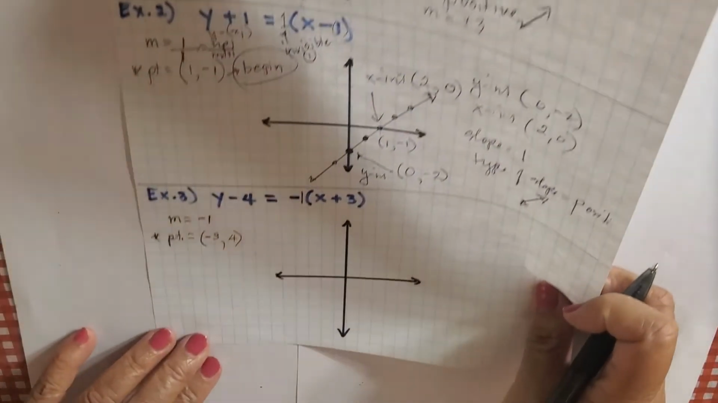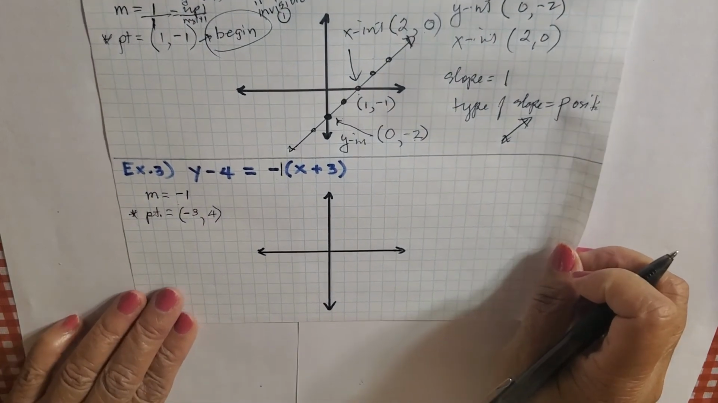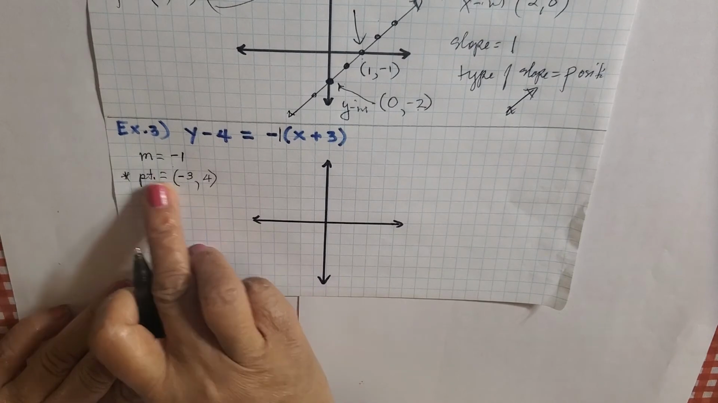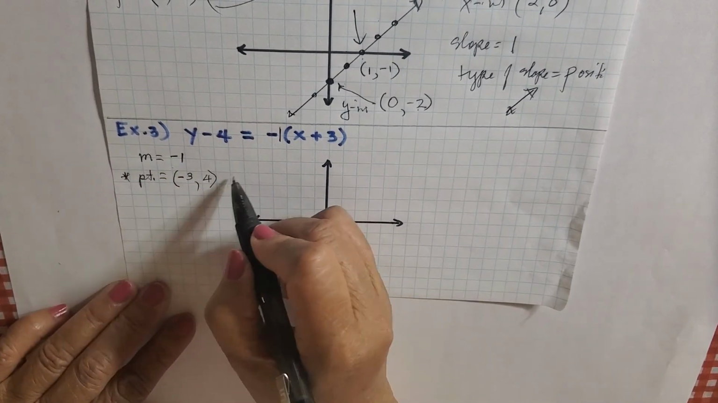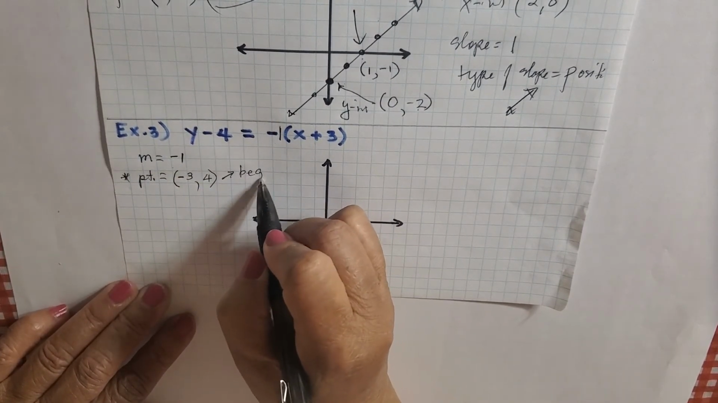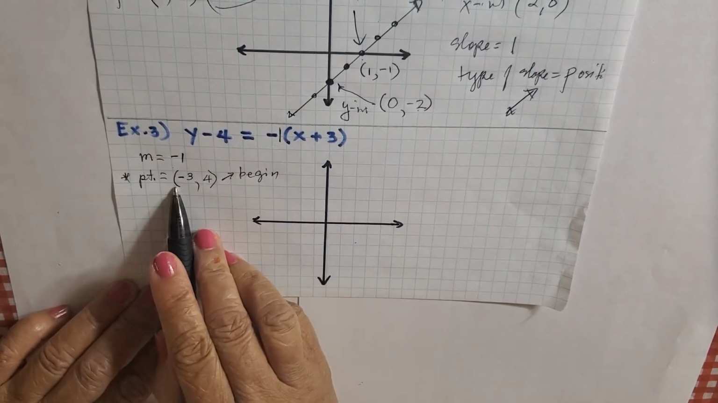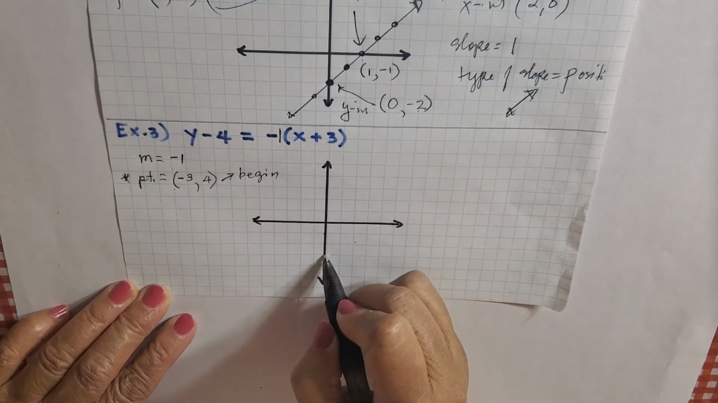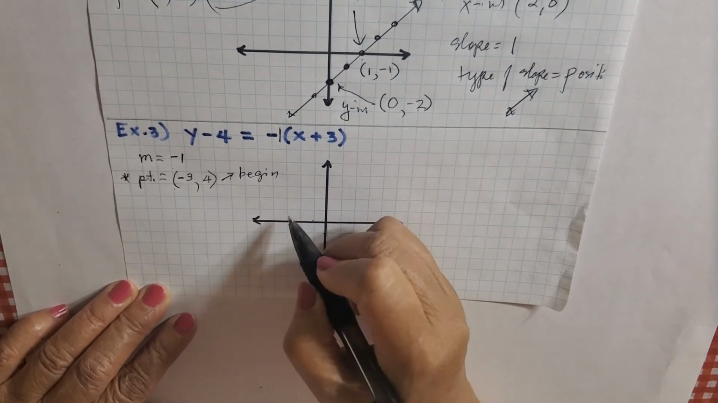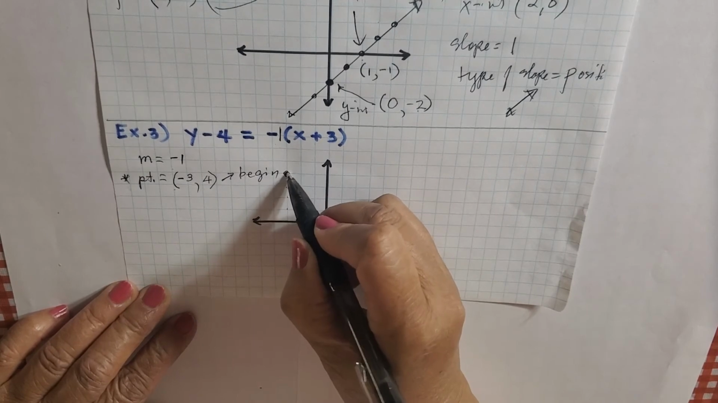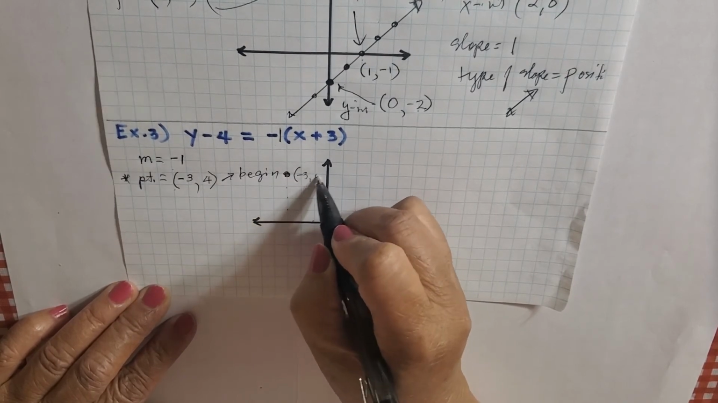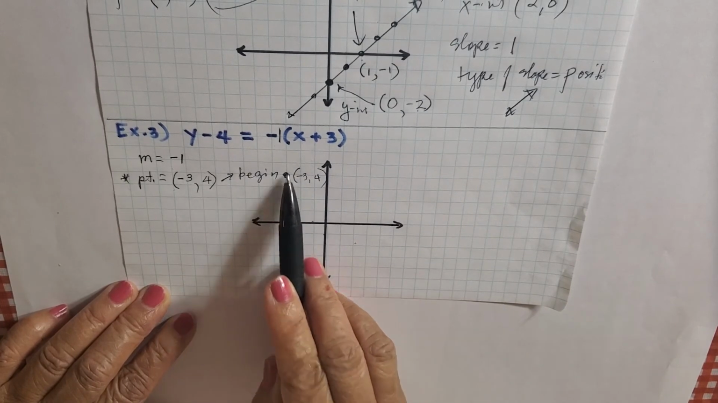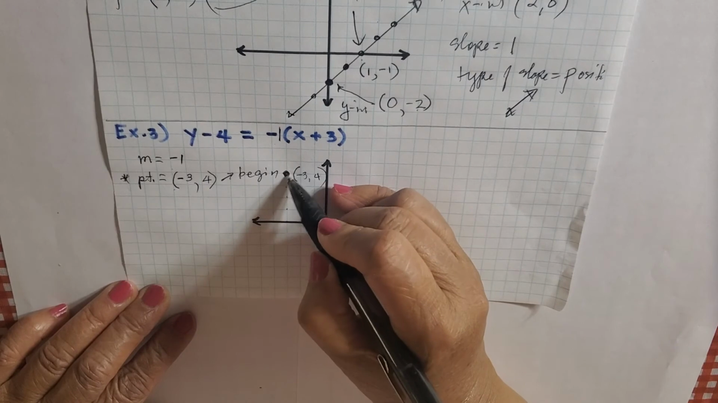The last one. Okay, I will be very fast on the last one. To graph, you always begin at the point. So -3, 1, 2, 3. 1, 2, 3. 1, 2, 3, 4. I will always label it and check if I made a mistake. 1, 2, 3, 1, 2, 3, 4. So I have the beginning point here.